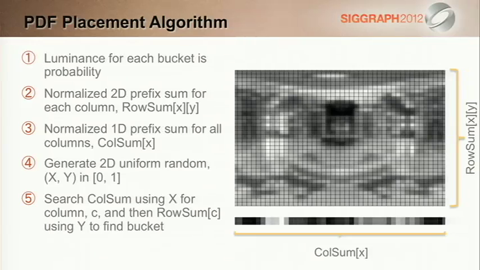So then we take these prefix sums, which can be computed ahead of time, and we generate two uniform random numbers. We use the first random number to search in the 1D array to find out where that uniform random number lies in the prefix sum, the 1D prefix sum. That gives us the column. And then we just do that same search vertically. And that gives us a non-uniform set of samples.